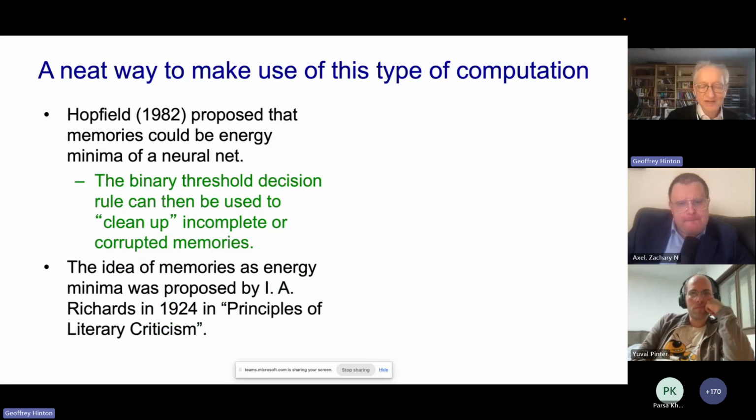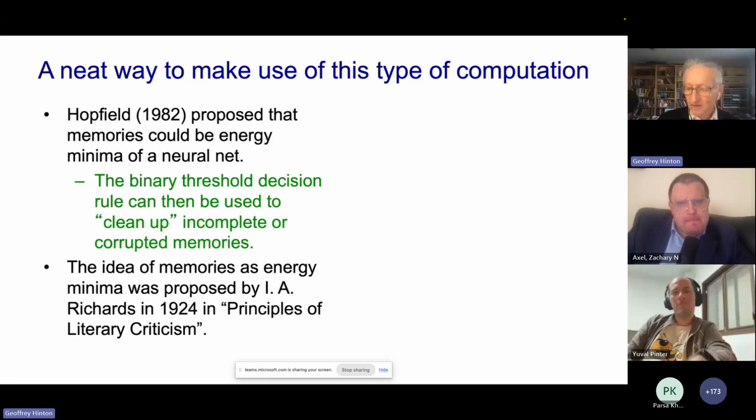Now, that idea of memories as energy minima was proposed a long time ago by I.A. Richards in a book on literary criticism. Hopfield didn't know about that. So there's no reason why Hopfield should have referred to that book. But Schmidhuber, of course, would have said he was a crook because he didn't.